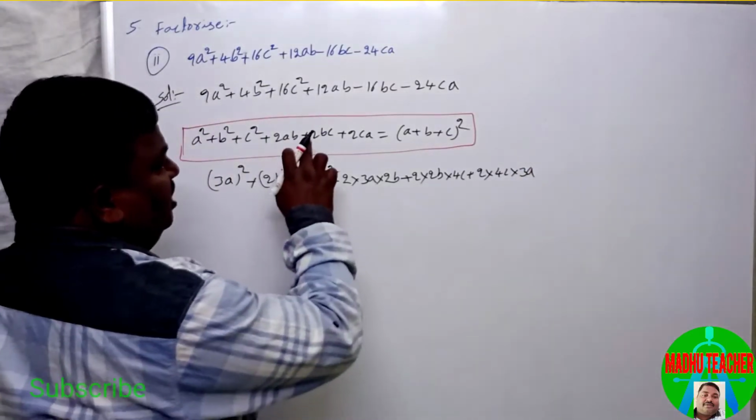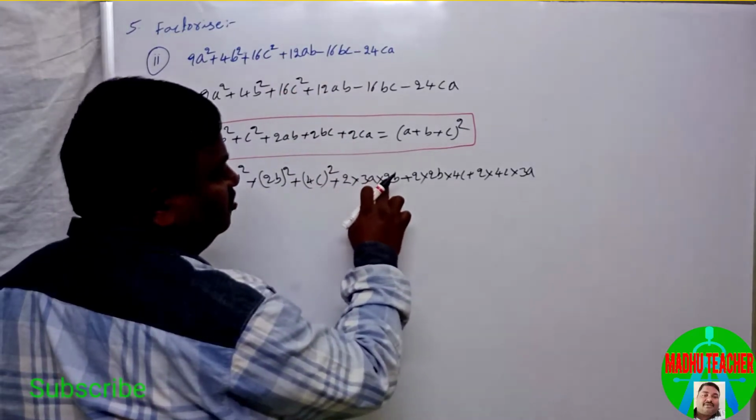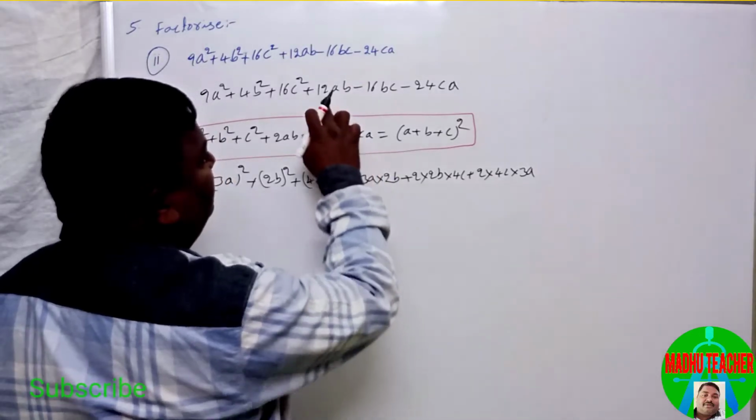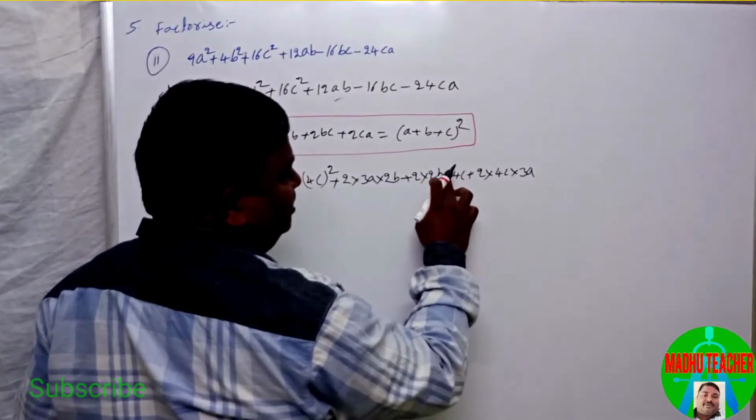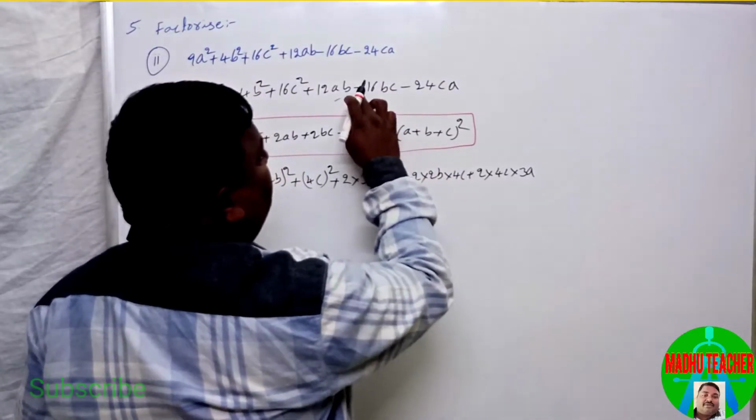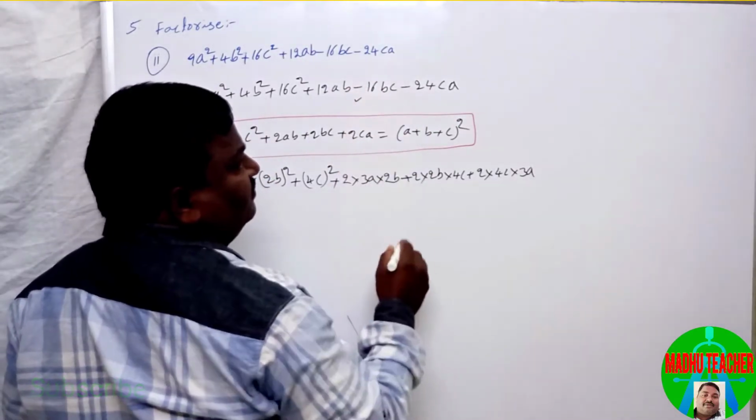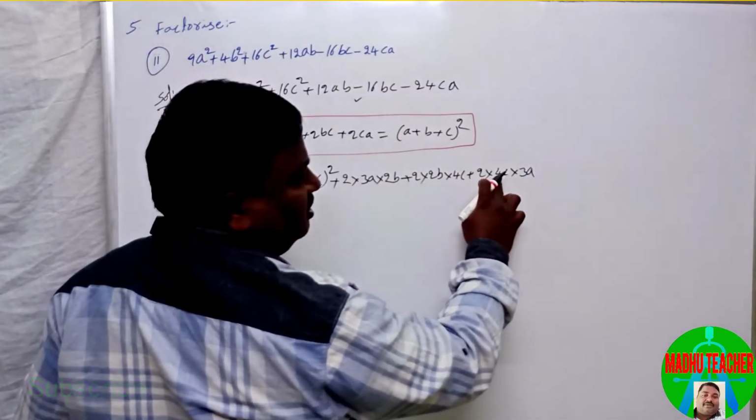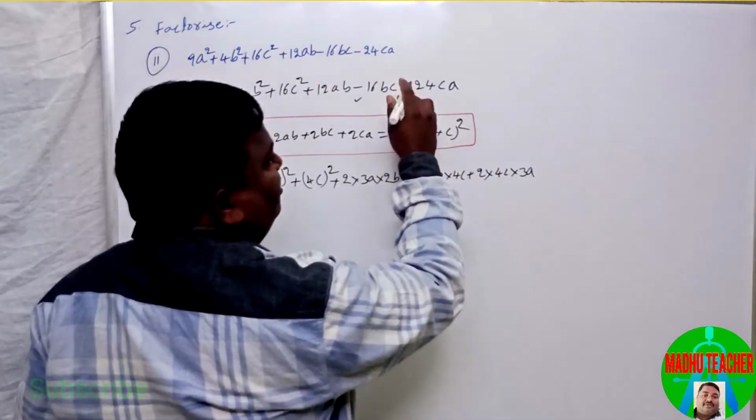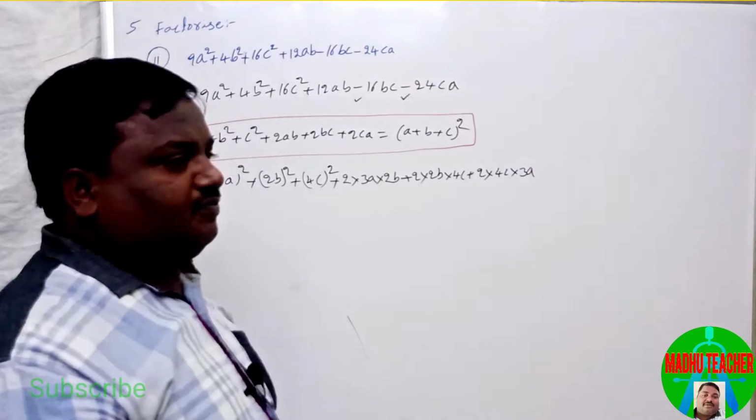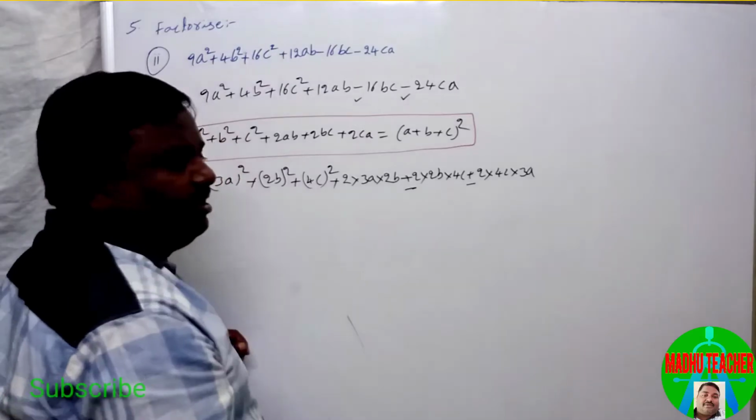So by observing these two, here we will get 2 3s are 6, 6 2s are 12ab, plus 12ab, it's okay. But the second one is 2 2s are 4, 4 4s are 16bc, plus 16bc, but here we have minus. And here also 2 4s are 8, 8 3s are 24ca, that is plus 24ca, but we have minus 24ca. Here also you should get minus. In both cases we need minus.